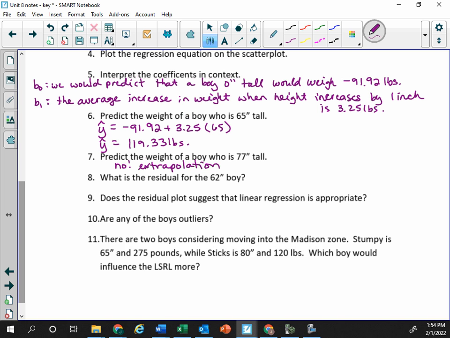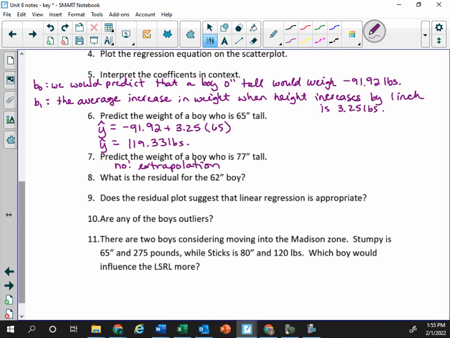So don't just blindly plug values in. Make sure you look at them and that they fall somewhere within the range of values you've been looking at. Like, this is dangerous. Don't do it.